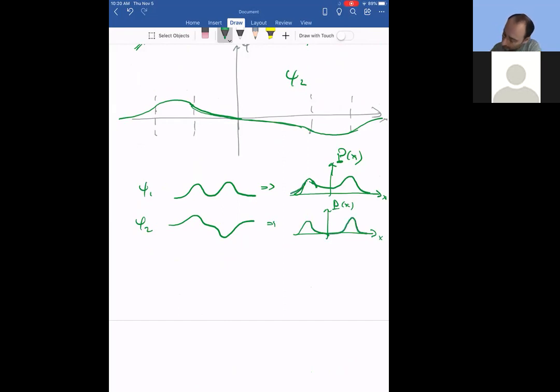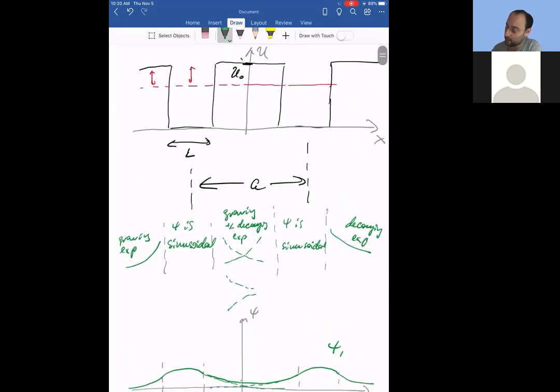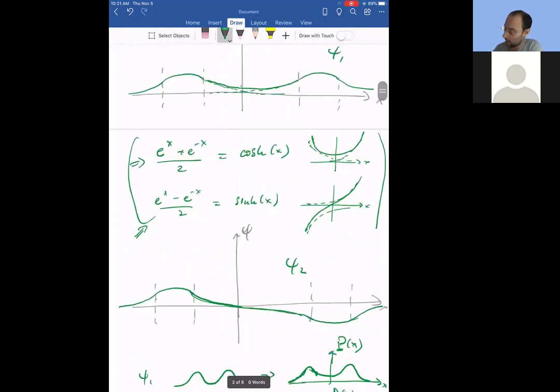So if an electron is described by psi 1, there is a non-zero probability of finding an electron in between the wells. And by now, this should not be a shock to you because we already saw that it's possible to find a particle in the classically forbidden region, right? So if you have an energy level that's like this red line, the region in between the wells is classically forbidden, but you can find a particle here.